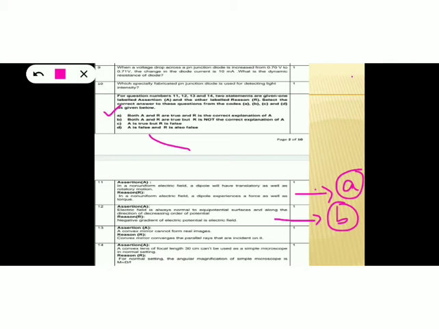So which option is that? A, B or C here? Among these, C: assertion is true, but reason is false. So here the correct option is C.